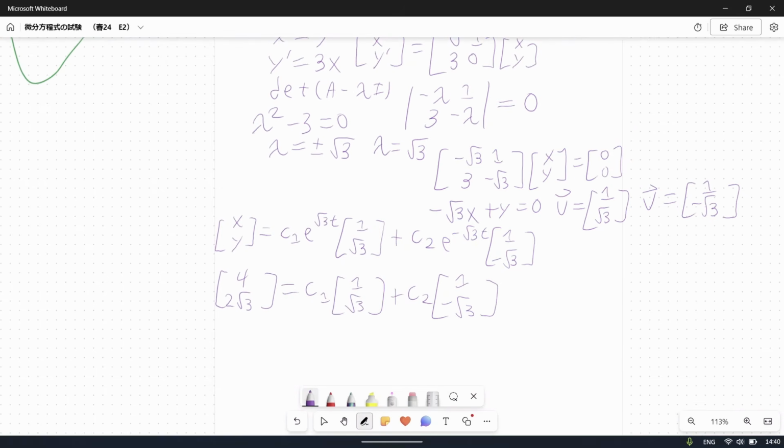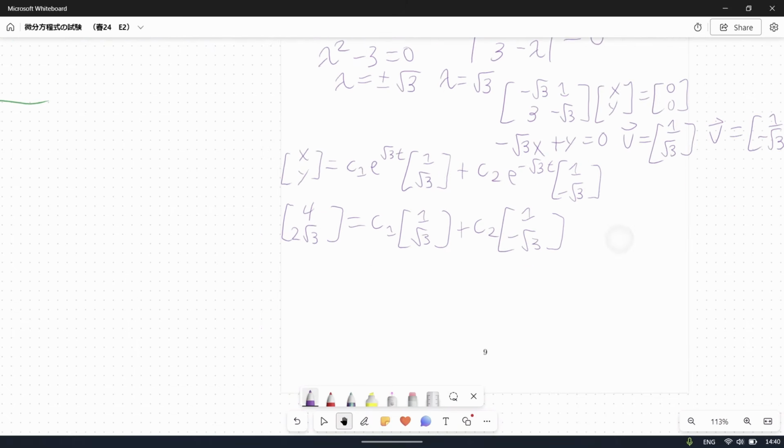And so to find these, you can either set up a couple of equations and substitute things in here and there, or set up an augmented matrix and row reduce it to find c1 and c2. So I think for this one, I'm going to set up an augmented matrix and row reduce that.